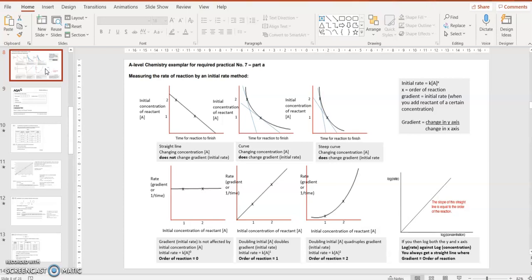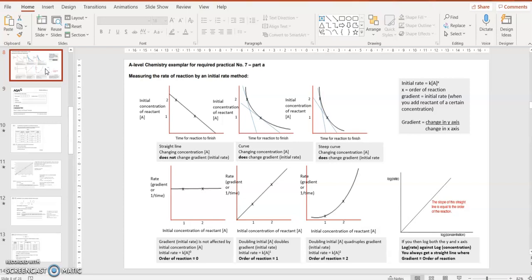If the graph is a straight line, then the gradient, which is the rate, is not changing. So the order with respect to that is 0, because changing the concentration has no effect on the gradient. The gradient is the rate. So if they ask you to draw a concentration up the y-axis and time along the bottom, if it's a straight line, the order of the reaction is 0, because the gradient is not changing, so the rate is not changing.